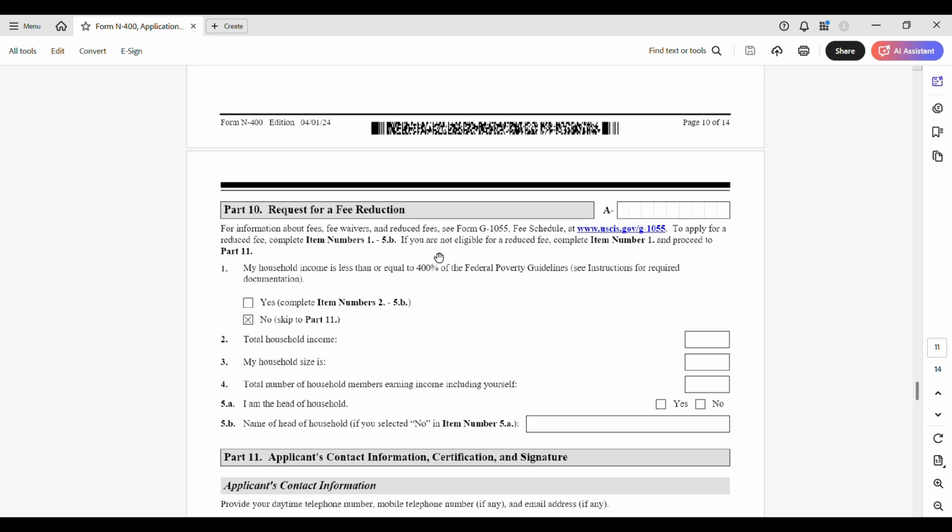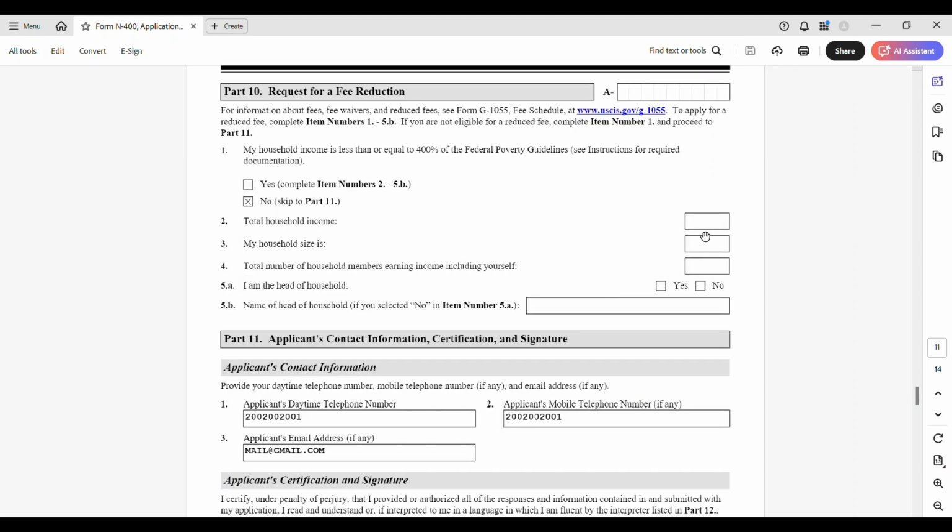If you are applying for a fee reduction, then you are going to be completing this section, or any type of fee waivers. My household income is less than or equal to 400% of the federal poverty guidelines. See instructions for required documentation. So you'd want to visit this site here to see the instruction. If you are not applying for a fee waiver, then you are going to ignore the entire section here from number 1 to 5B. You could even put not applicable in these boxes.